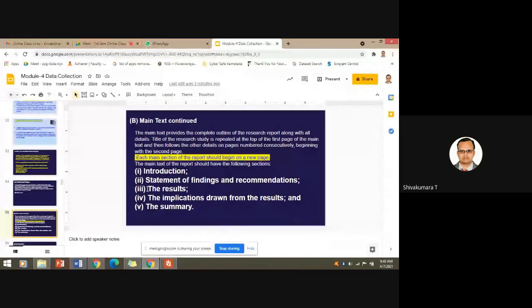He has to write about the results. Then implications drawn from the results: if there are any charts, graphs, tabular representation of data, mathematical equations you are following, or algorithms used, all such algorithms are written in the results, as well as the inference you draw from those results, to be written in the research report. And finally, the summary includes the conclusion part and the future enhancement part.